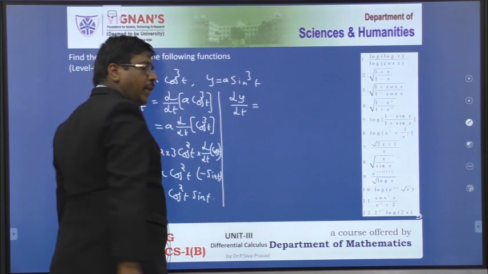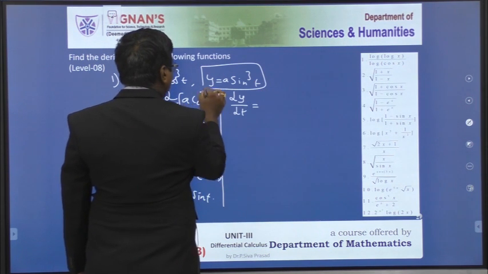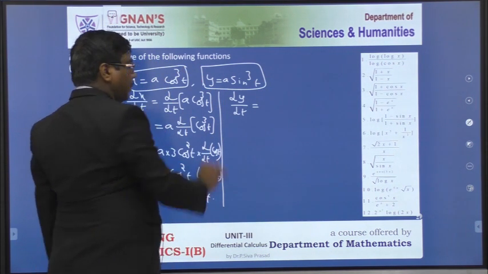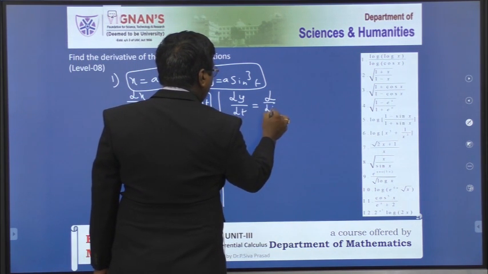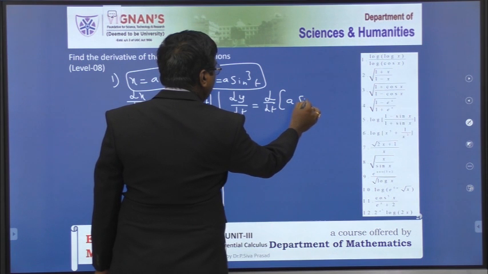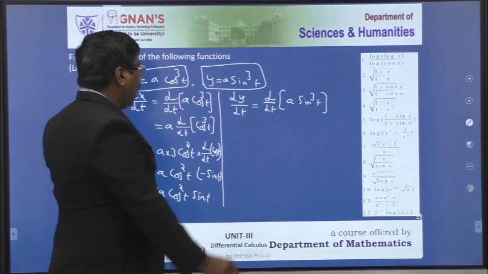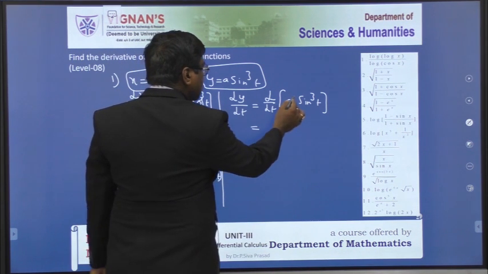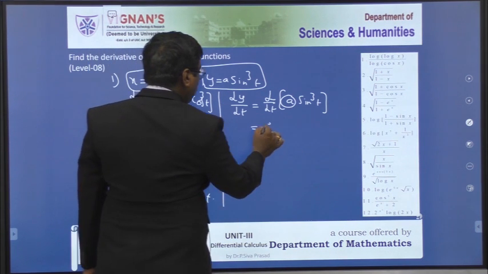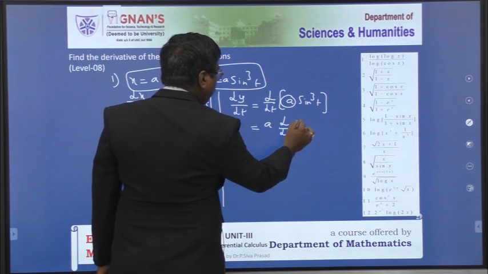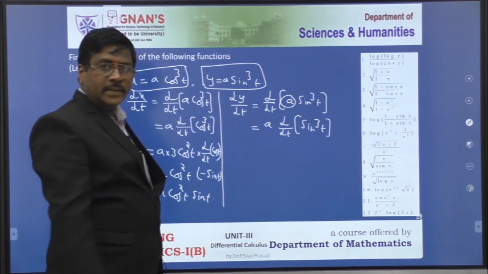differentiation with respect to t on both sides. Okay, for this y, I have to take the y and the x separately. Now dy by dt is equal to d by dt of a into sine cube t. Now this is equal to, I have to bring this constant a in front of the derivative because that is a constant. Therefore a into d by dt of sine cube t.